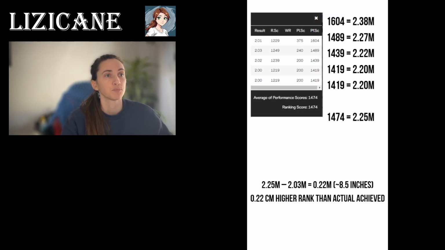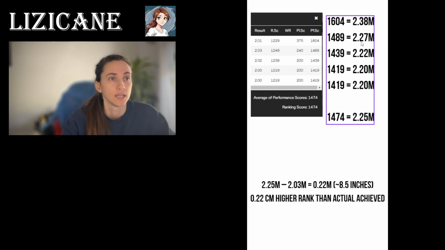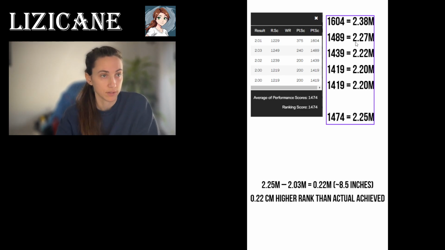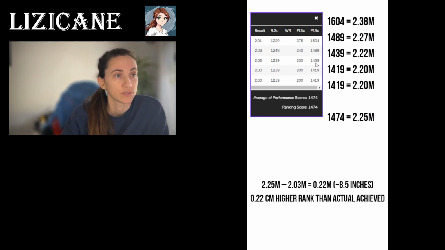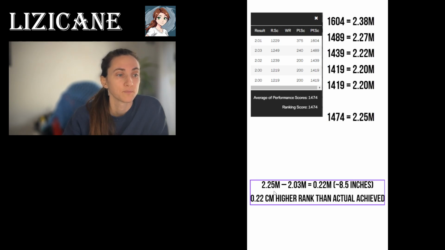So doing that same process on the rest of hers, we've got 1,489. That is equivalent of a 227. We've got 1,439. It's the equivalent of a 222. And then the last two being 1,419, they both look like a 2.2 meter jump. And so her average is a 225, right? 220, 220, 222, 227, 238, right? When you average those together, you get 225.